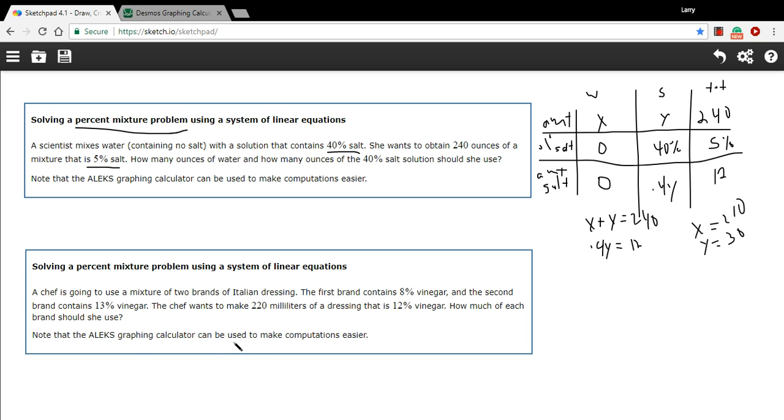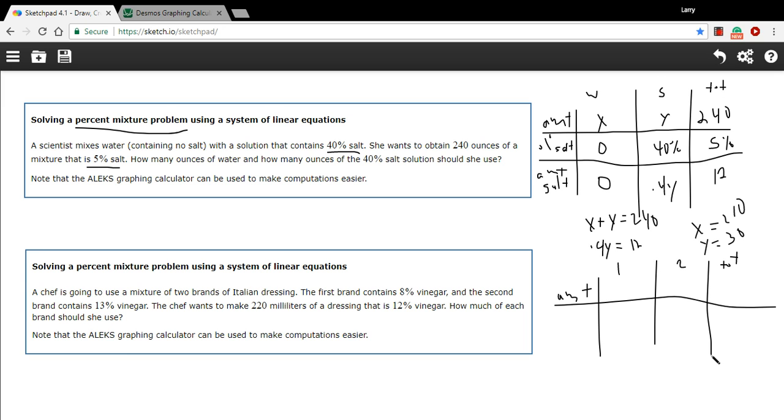Let's try another one like this. Very similar. This one's about salad dressing. It says the chef is going to mix two brands of salad dressing. The first one has 8% vinegar. The second one has 13% vinegar. And the chef wants to make 220 milliliters of something that's 12% vinegar. So let's just go ahead and make the same kind of chart. We're going to have the amounts of the dressings on the first line. And this is just brand one and brand two, we'll call them, and then the total.